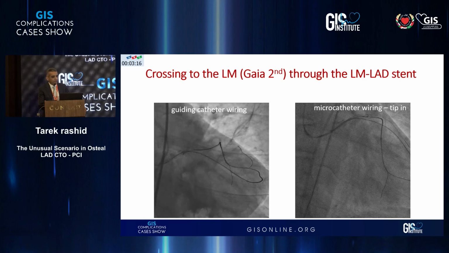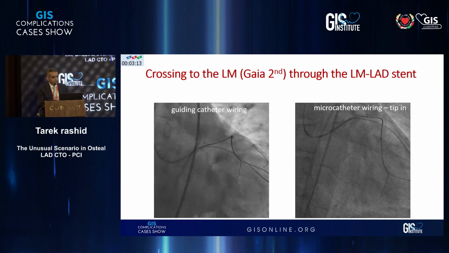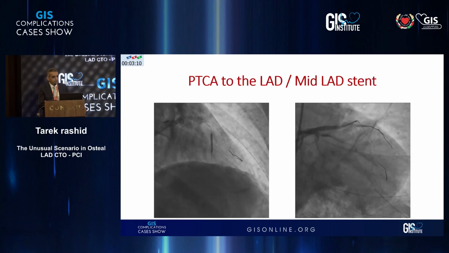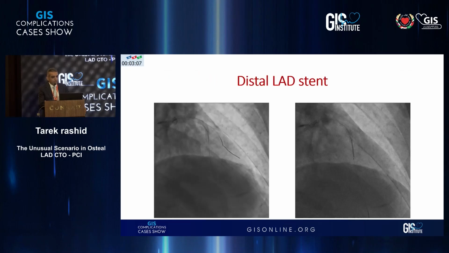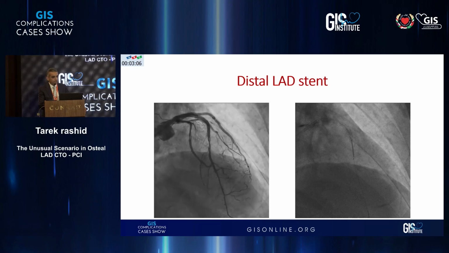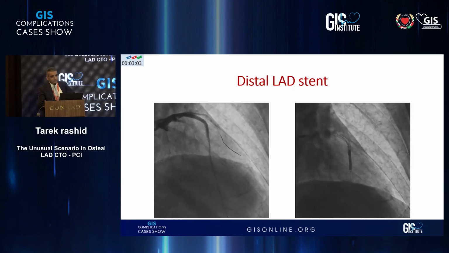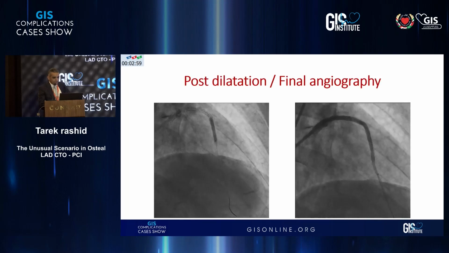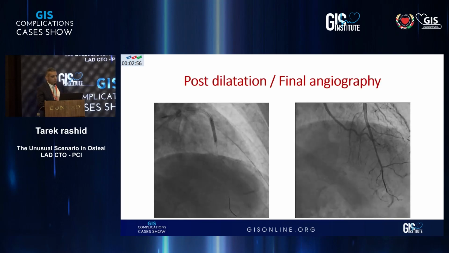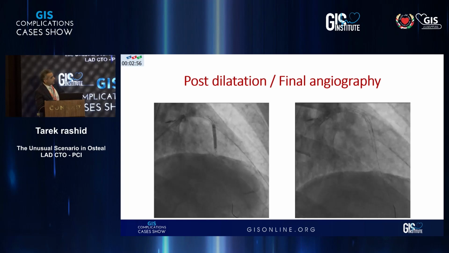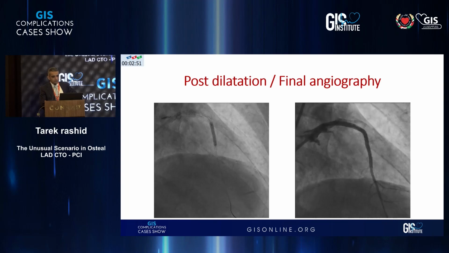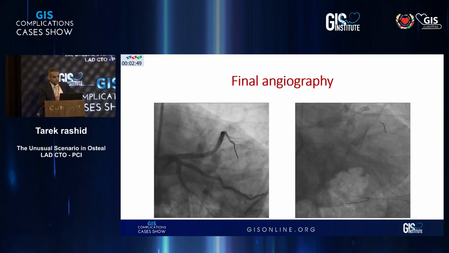And now I crossed through the stent in the proximal LAD into the guiding catheter, starting PTCA, putting a long stent, then another third stent in the distal part of the LAD. Post-dilatation, and this is the final angiography. There is some residual dissection or hematoma in the distal circumflex, but we closed the door.